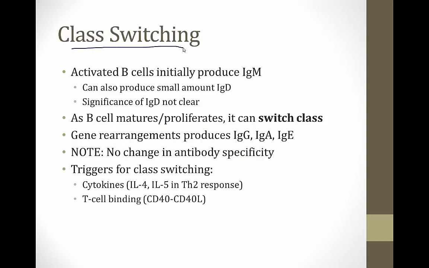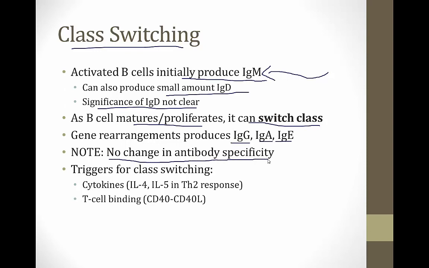Class switching is the process by which activated B cells change the type of antibody that they produce. And it's very important that you know that activated B cells initially produce IgM only. They also make a small amount of IgD, but the significance of IgD is not clear, so we don't really focus on it very much. However, as the B cell matures and proliferates, it can switch classes. Gene rearrangements will produce IgG, IgA, or IgE instead of the initially produced IgM. You should note that this results in no change in antibody specificity. When you change class, you only change the Fc portion of the antibody. The antigen binding portion remains the same.